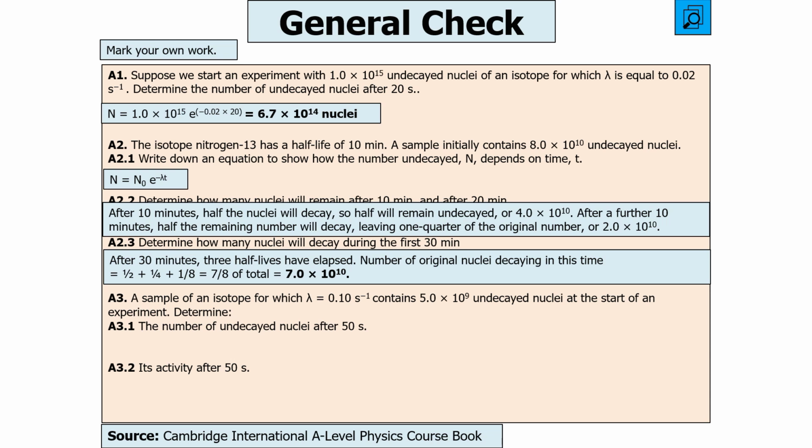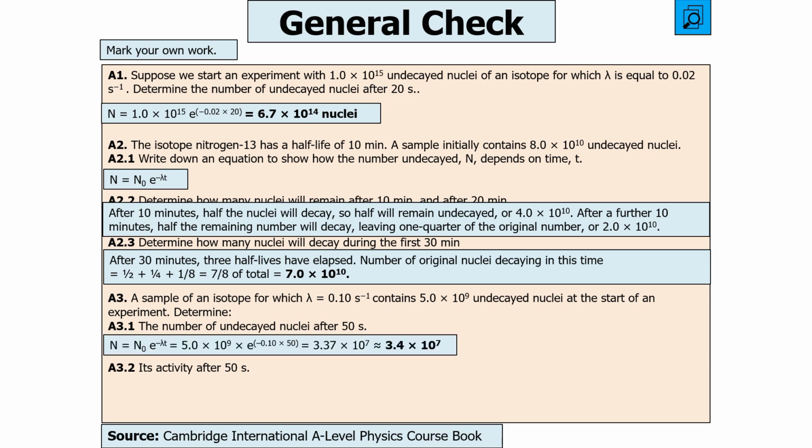So therefore, what you can say is the number of original nuclei decaying will be a half, then a quarter, then an eighth. So therefore 7/8 will have decayed and an eighth will be left. So 7/8 of 8 times 10 to the 10 is 7 times 10 to the 10.